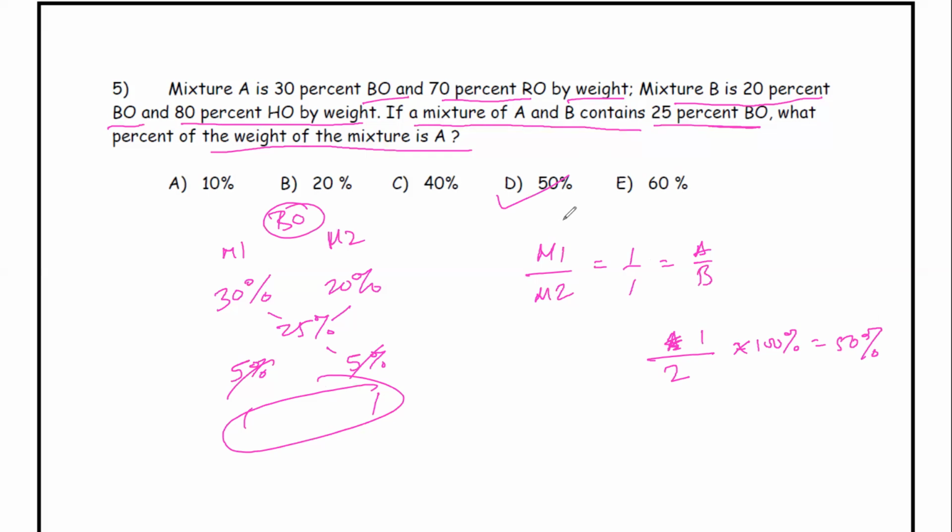What percent of the weight of the mixture is A? If the mixture of A and B contains 25% Bo, what percent of the weight of the mixture is A? So this mixture is a resultant mixture. I should have used the word resultant here, but it's understood. If a mixture of A and B, so this mixture is this mixture. That's what they mean anyway.